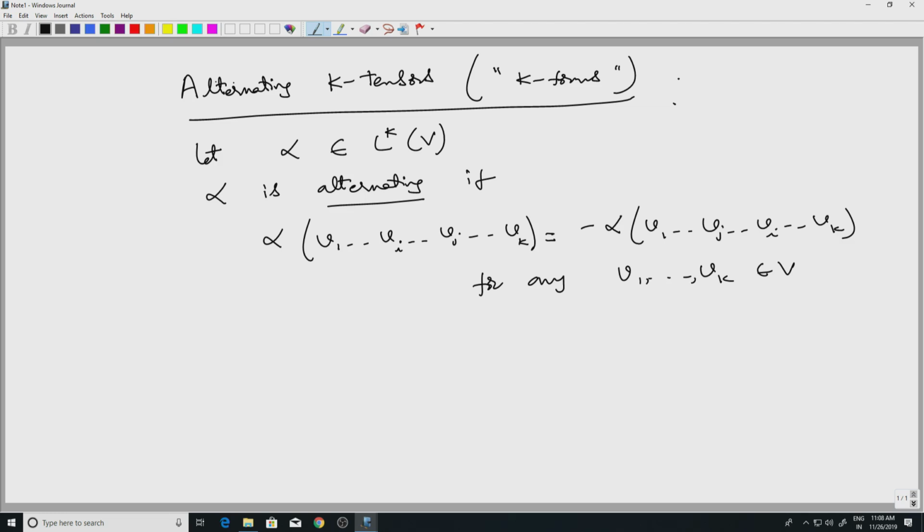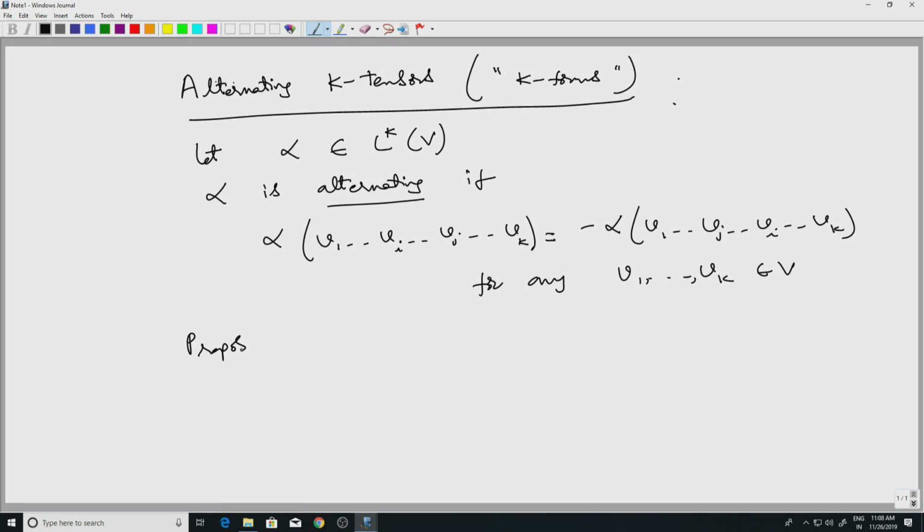Recall that we called a tensor symmetric if whenever we flipped two of the input vectors, the value did not change. Here the value acquires a negative sign. So just like in the symmetric case, we have a nice characterization of alternating tensors in terms of the symmetric group action on L^k(V).